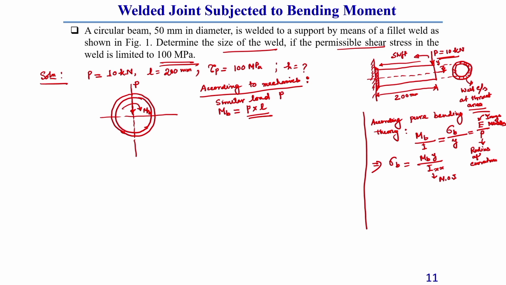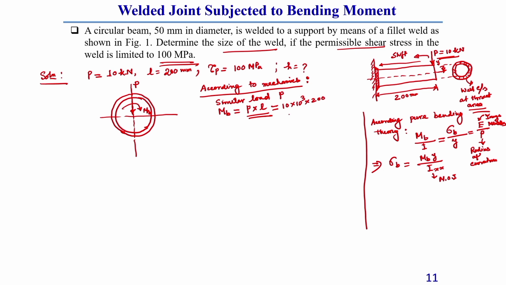So, due to shifting of load from one position to another position, there will be an equivalent load plus a moment MB, that is equal to P into L. This you should keep in mind. So, here bending moment you can calculate based on this formula. What is P? P is equal to 10 into 10 to the power 3 and L is equal to 200.